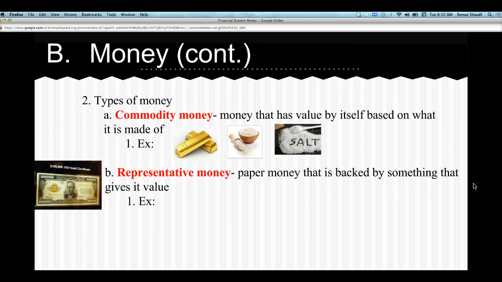An example of this is my one picture that is not animated here. This is a $100,000 gold certificate. They used to print these, but they were not for individuals because at the time, obviously there were very few people that actually had $100,000.